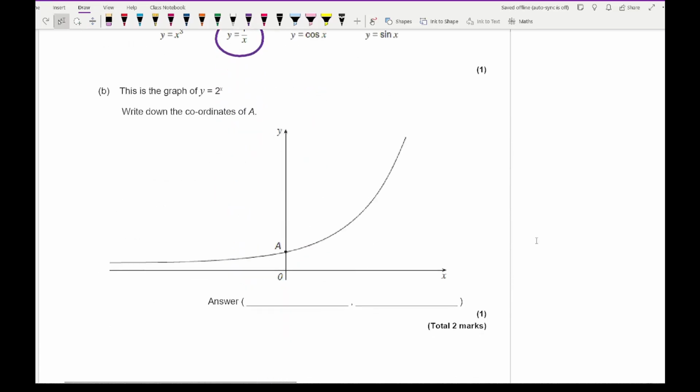It then says this is the graph of y equals 2 to the power x, write down the coordinates of A. Where does it cross the y-axis? Well, we should know that by now, and that's going to be at 0, 1. In other words, when x equals 0, we've got y equals 2 to the power of 0, so y equals 1, which gives us this coordinate.